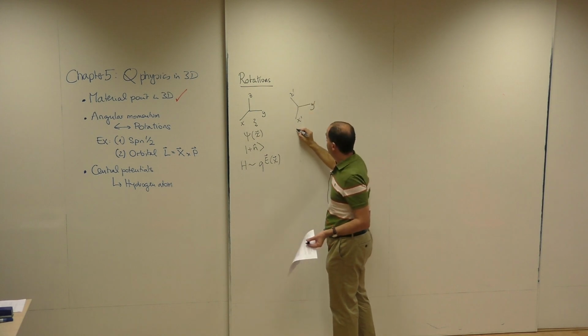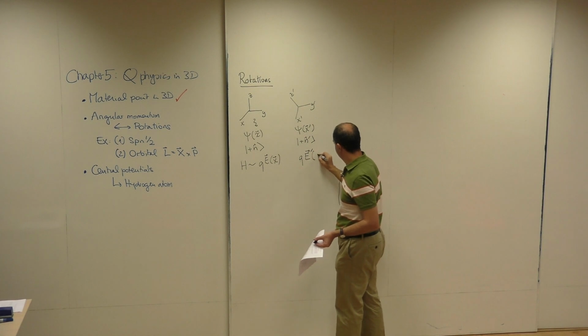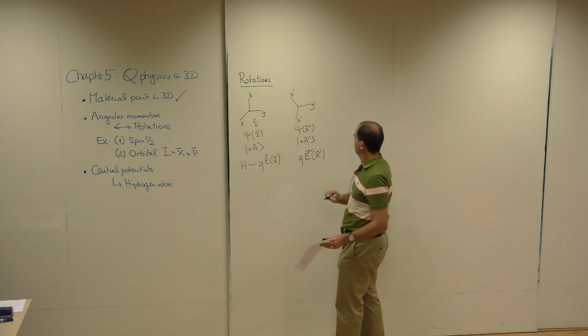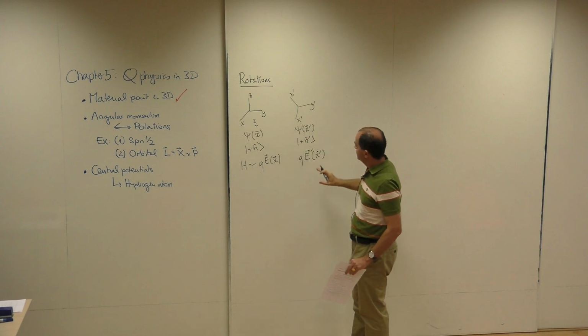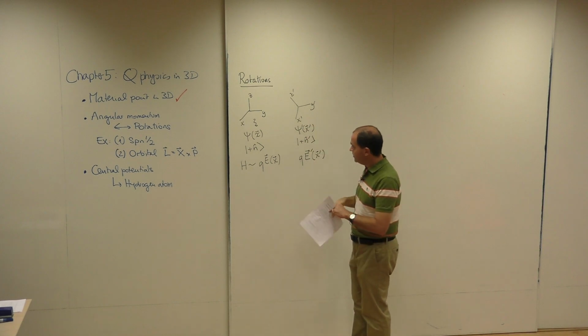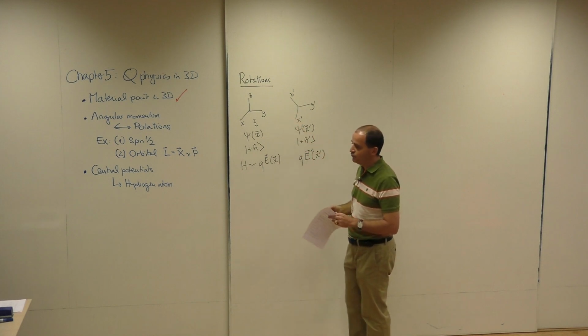My colleague will have a psi of x prime, the spin will be in direction n prime, the Hamiltonian will be q of the field rotated in position x prime. I could put a prime here if you want. So, the question is, what is the relation between these objects? Obviously, we are describing the same physics, right?